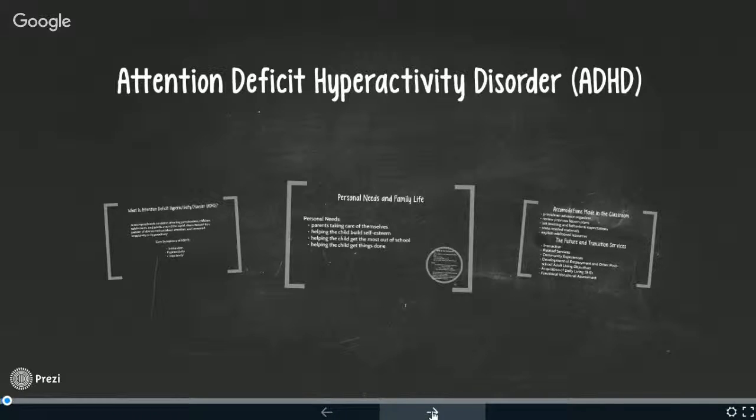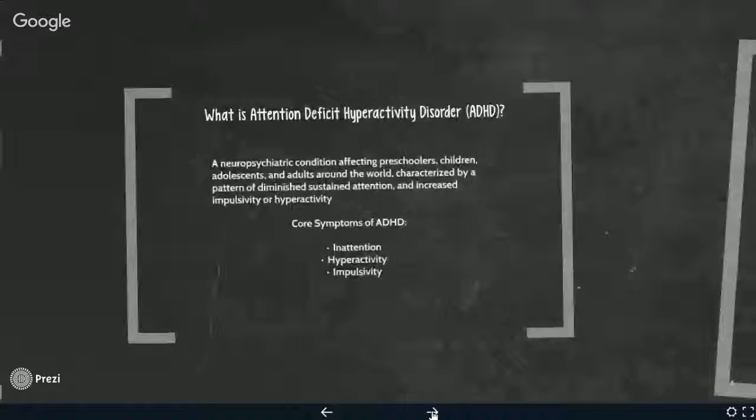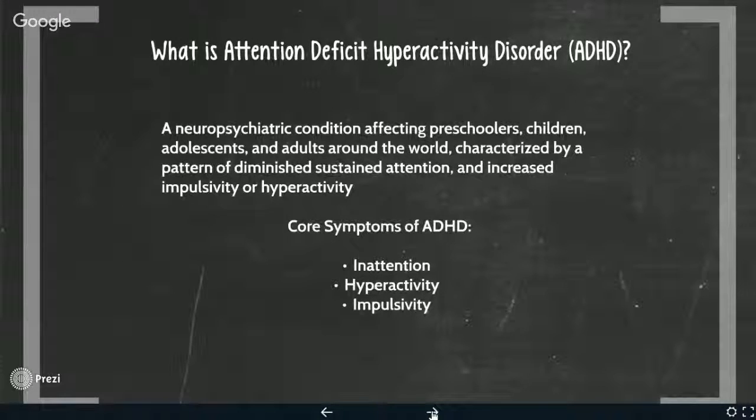What is Attention Deficit Hyperactivity Disorder, ADHD? It is a neuropsychiatric condition affecting preschoolers, children, adolescents, and adults around the world, characterized by a pattern of diminished sustained attention and increased impulsivity or hyperactivity. It is a condition in which a person has trouble paying attention and focusing on tasks, tends to act without thinking, and has trouble sitting still.